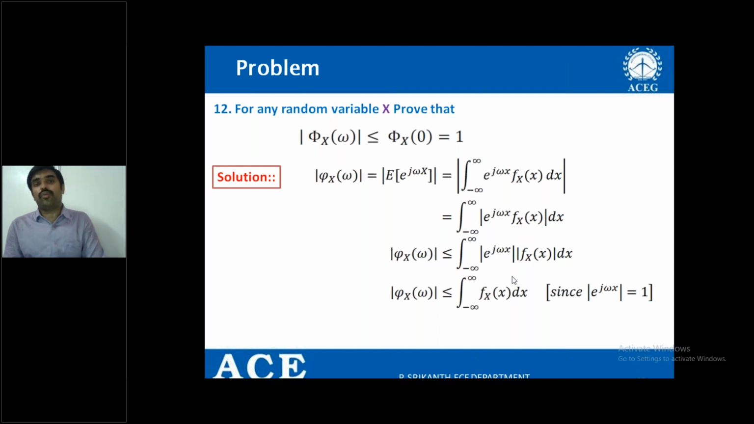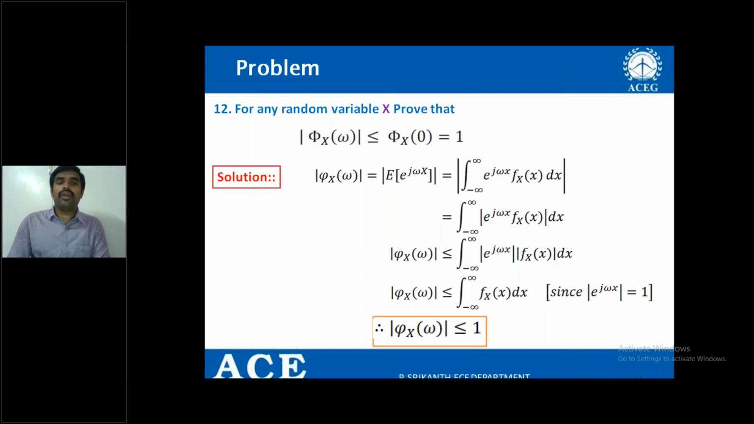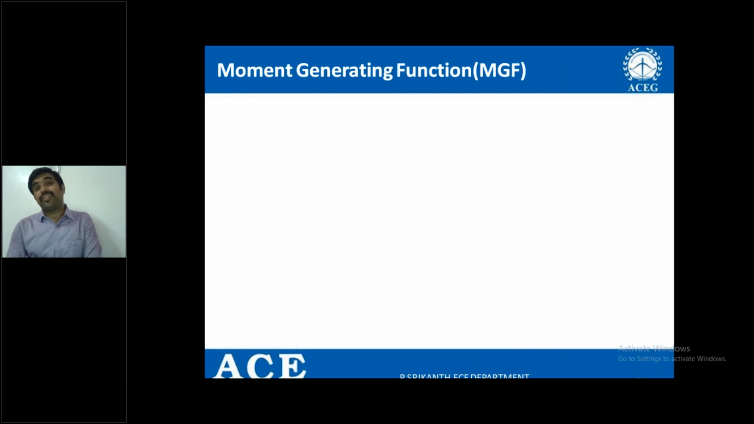Phi x of 0 equals the integral from minus infinity to plus infinity of fx of x dx, the total area under the density curve, which is equal to 1. Therefore, I can write it as mod phi x of omega is less than or equal to 1, right? So this is the way to solve the problem. It's a very, very important problem. You just remember this. Now, let us move on to the next function which can generate the moments.